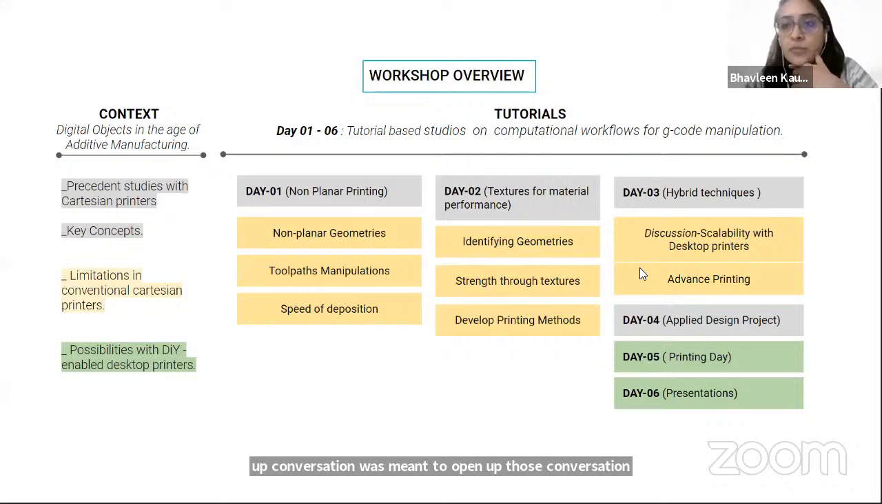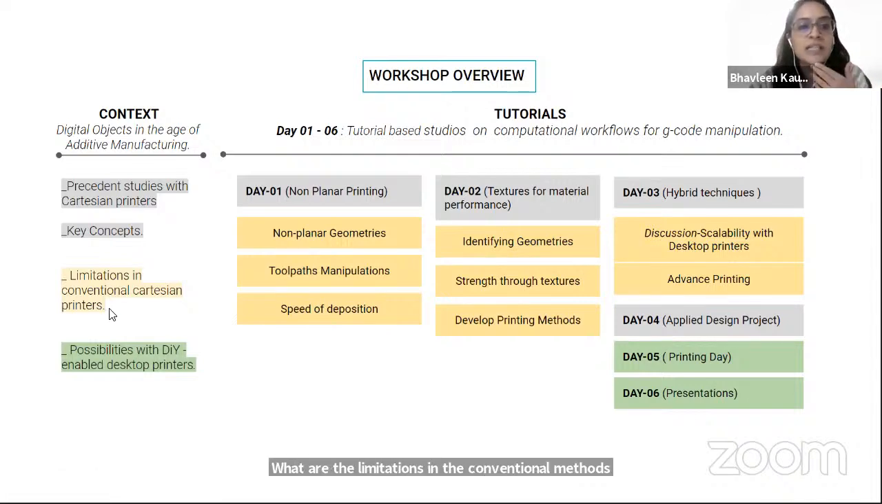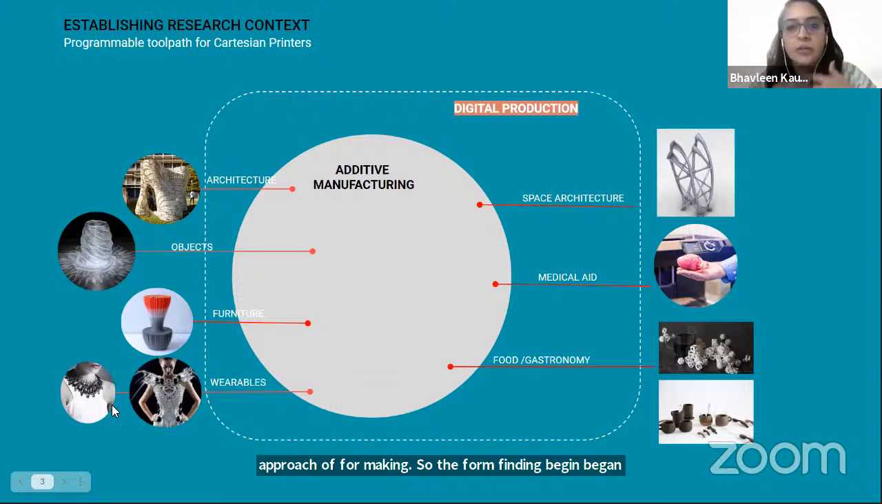To briefly discuss the structure of the workshop, the workshop was divided into 6 days. During those 6 days, there were 3 important parts for us to discuss. The first one being the understanding of the key concepts in additive manufacturing, especially with Cartesian or desktop printers. What are the limitations in the conventional methods in which people are working with these printers, and what are the possibilities for someone to hack it, to make new methodologies which are in a way more programmable than just a top-down approach of form making. So the form finding began for us through these toolpaths that we were programming during the workshop.